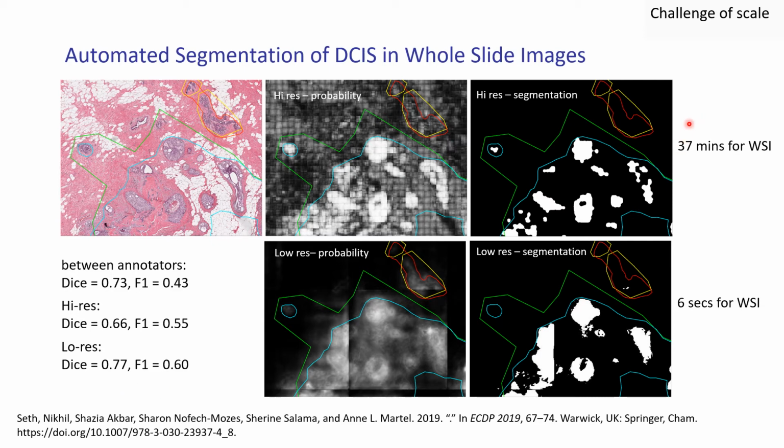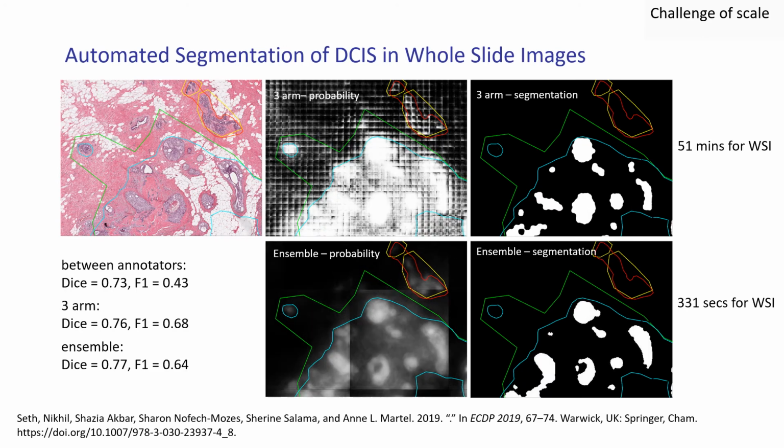And another big difference is 37 minutes for the whole slide image for the high resolution, because you can see these small patches you have to go over many times and run many patches through a U-net, whereas at the low resolution you can run far more pixels through the U-net at one time. And this only took 6 seconds for a whole slide image, so a very fast method.